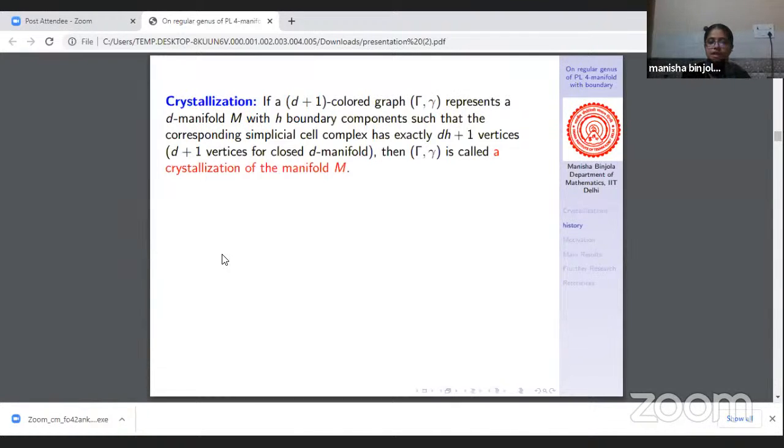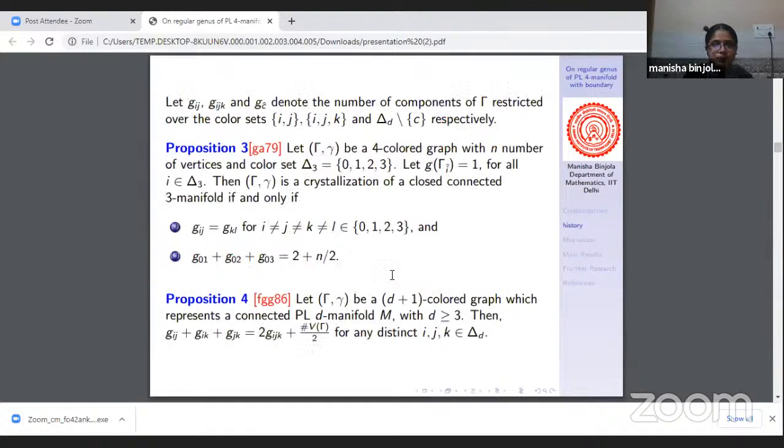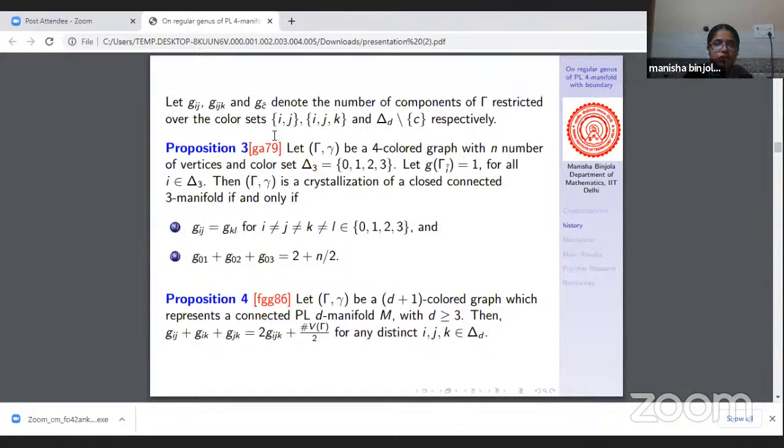This theory is known as crystallization theory, which was born due to Pezzana. In 1974, he proved that every connected closed PL manifold has a crystallization. Then Gagliardi extended this to the manifold with boundary case. Now, let Gij, I have already told this notation, denote the number of components of gamma restricted over ij colors. These are the notations.